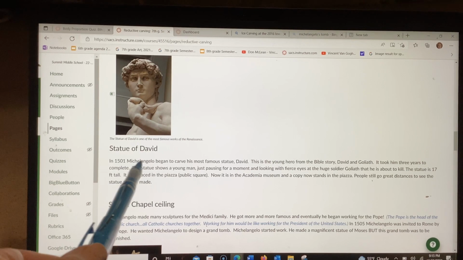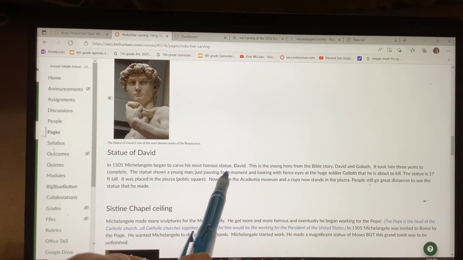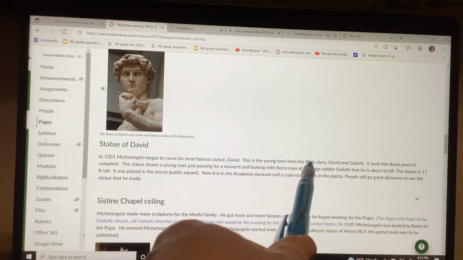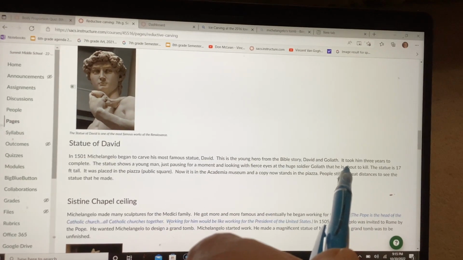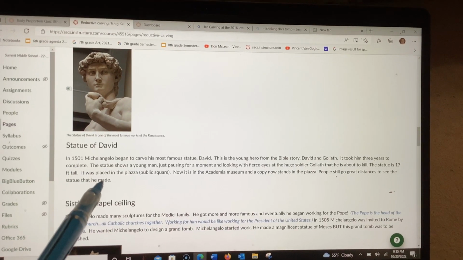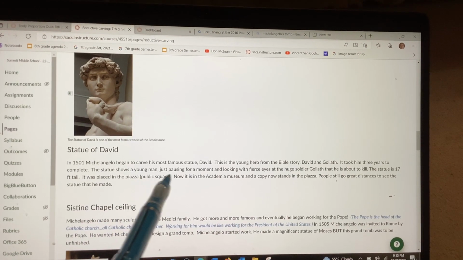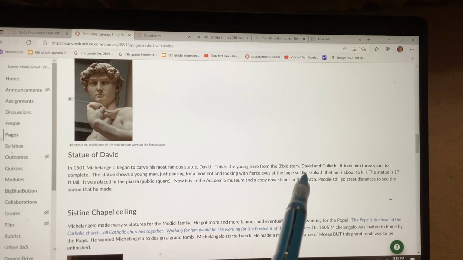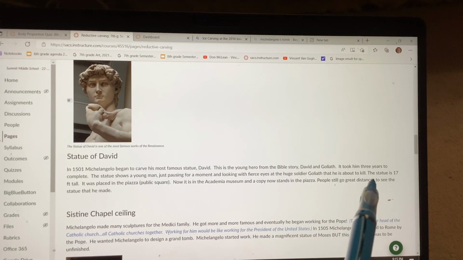In 1501, Michelangelo began to carve his most famous statue, David. This is the young hero from the Bible story, David and Goliath. It took him 3 years to complete. The statue shows the young man just pausing for a moment and looking with fierce eyes at the huge soldier Goliath that he is about to kill.